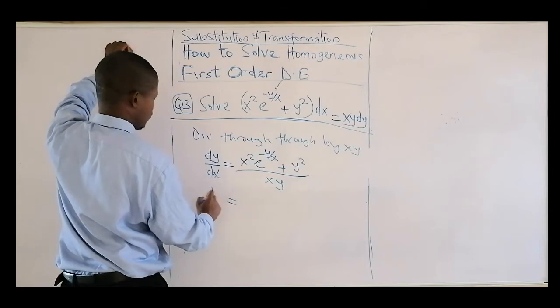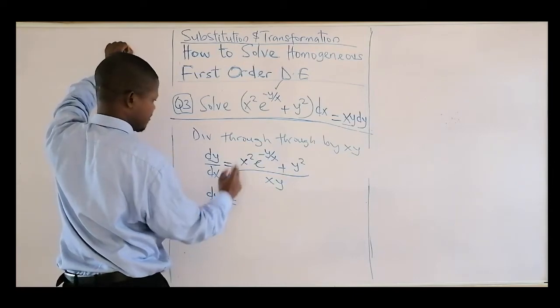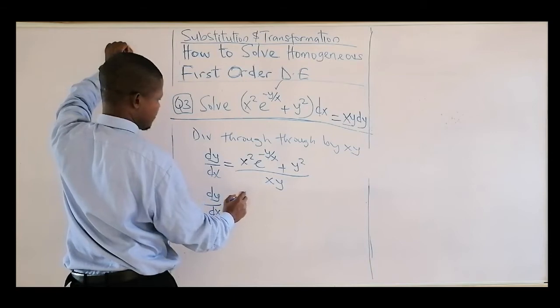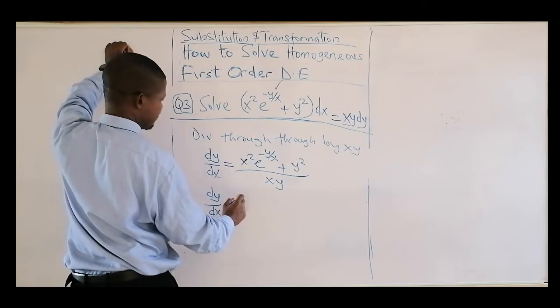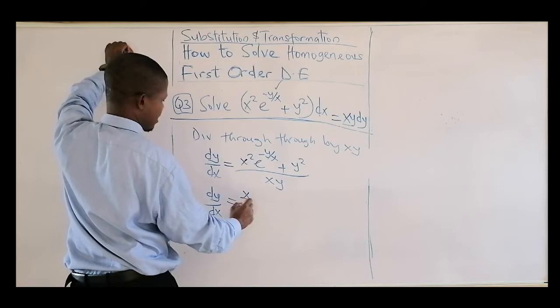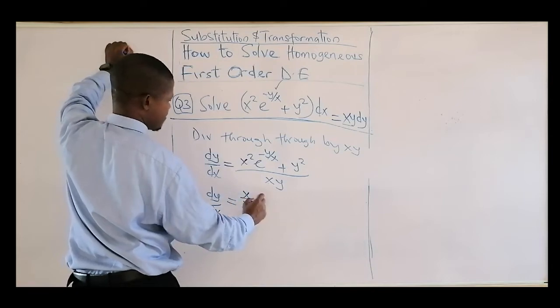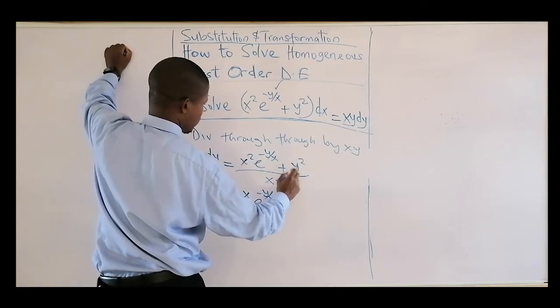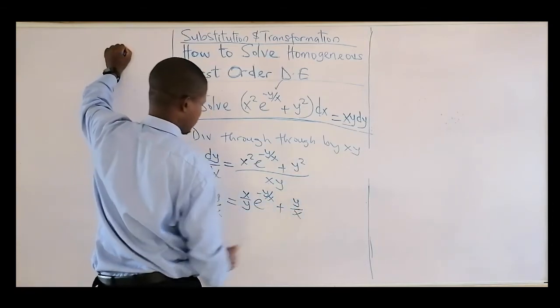Okay, and that will be equal to, this one and this one will go. So I will have x over y e, okay, then plus y also will go. That will be y over x.